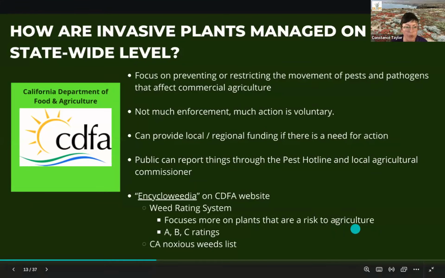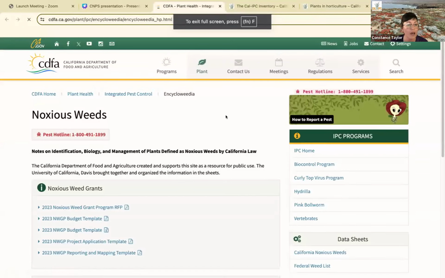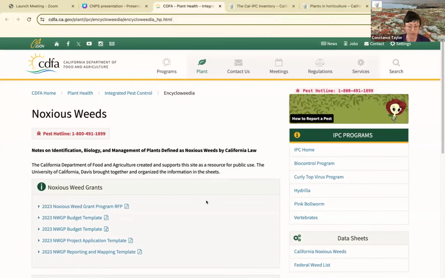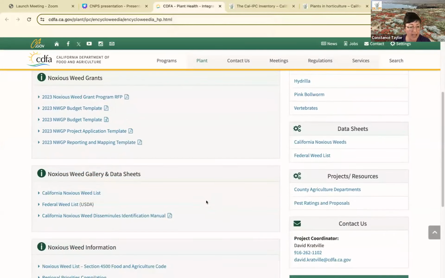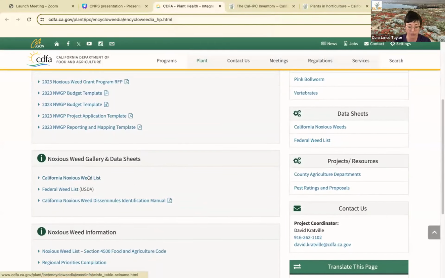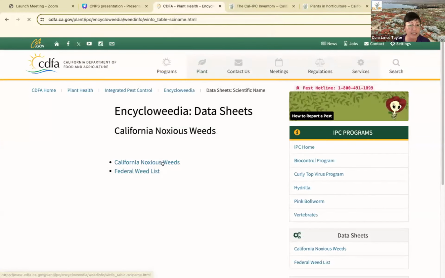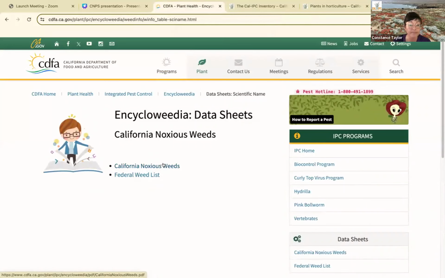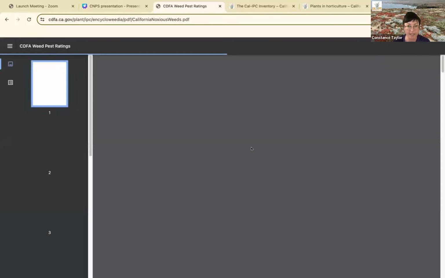So I just wanted to show you this real quick. The encyclopedia is on that PDF that we put in the chat. So look at that, the pest hotline right there. And the encyclopedia is primarily focused on weeds that are agricultural risks. So let's see, we're going to go here and we're going to look at the California noxious weed list. So if you're not seeing something on here that is invasive in wildlands, it is likely because it is not necessarily invasive in an agricultural setting.